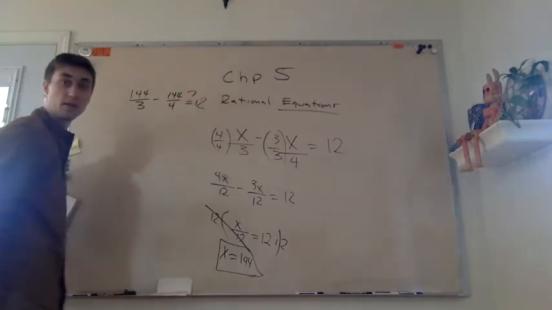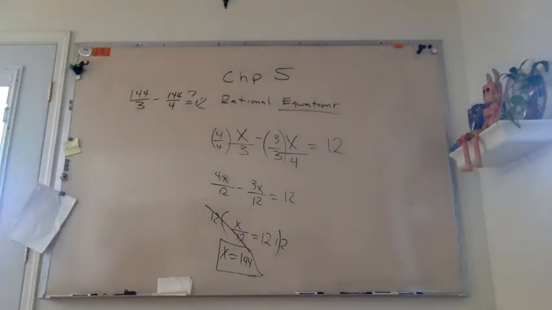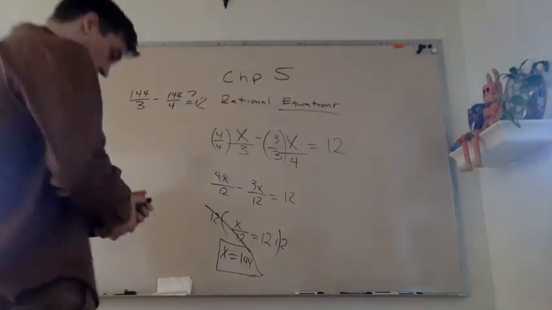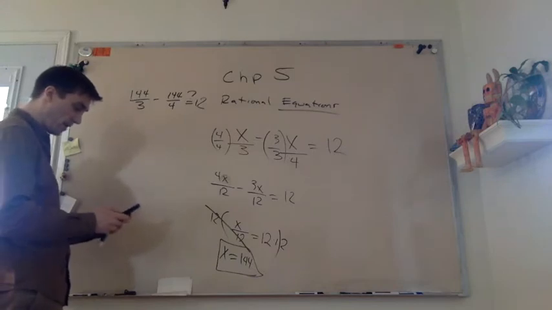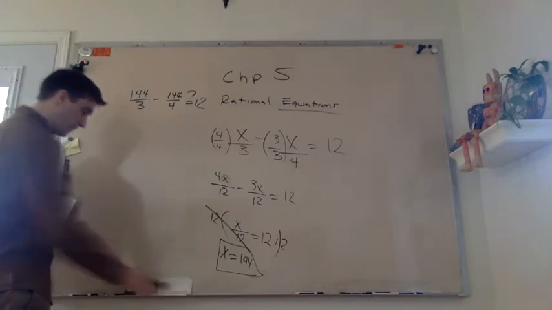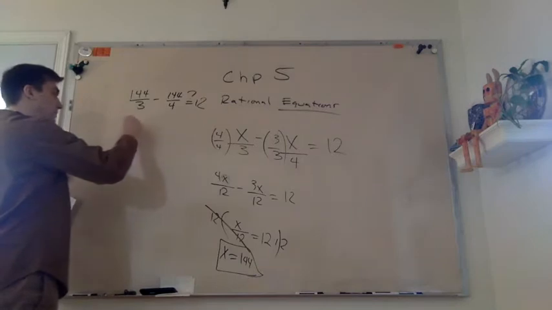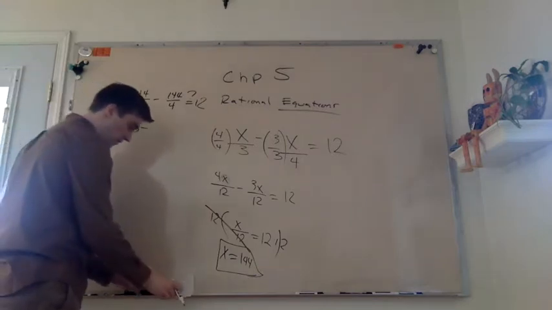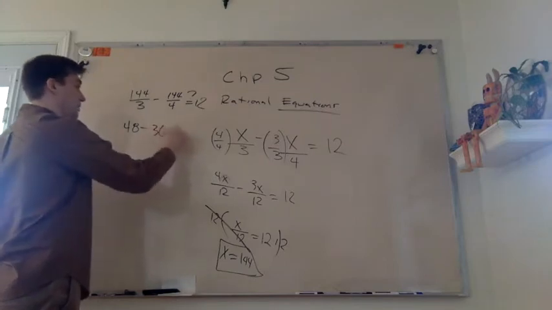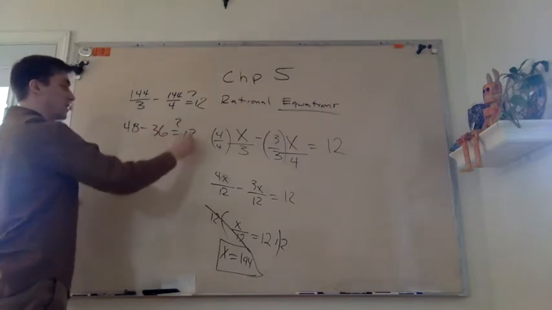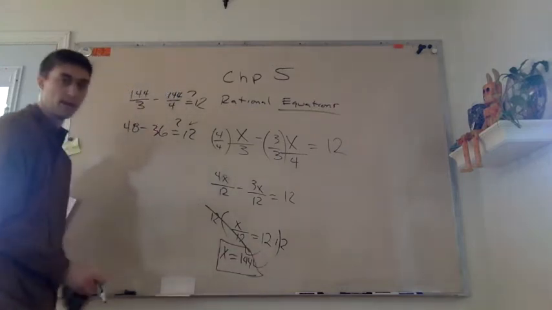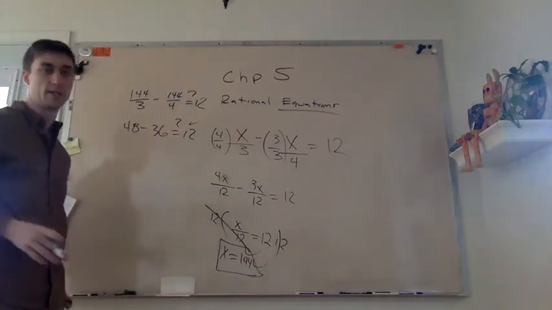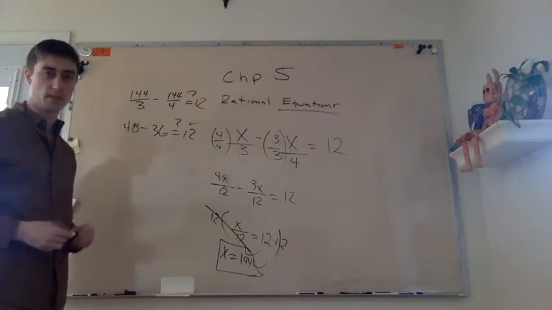Oh boy, I need a calculator for that. Hey, let's see what it says. 144 divided by 3 is 48. 144 divided by 4 is 36. 48 minus 36 is equal to 12. So that's 100% correct, right? Verified. It works when you put it in. That's the solution. That's what it means for something to be a solution.